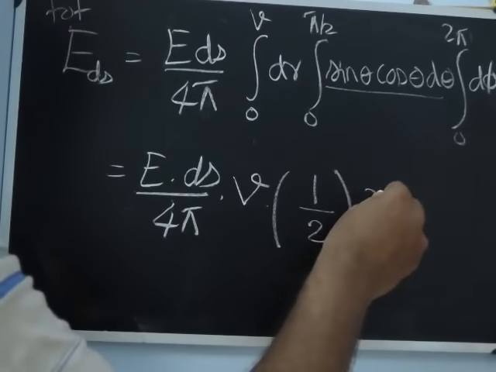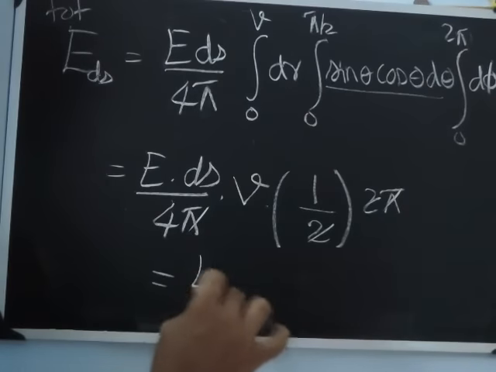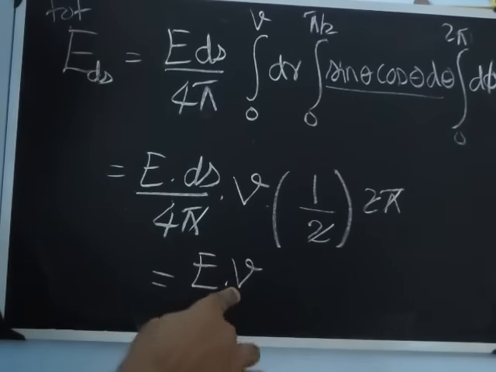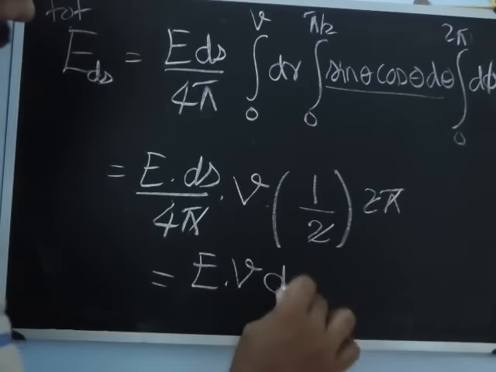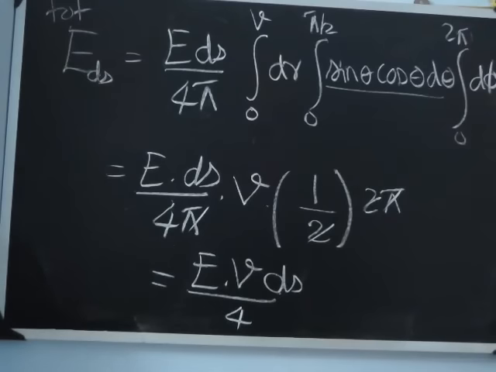So we can of course cancel this 2 here and cancel the pi here. So we will have E v, where v is the velocity of sound, ds, this is the area, by 4. So this is the total sound energy falling on the ds area in unit time.